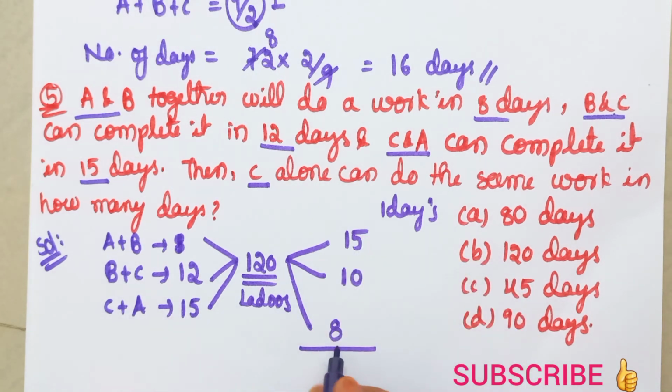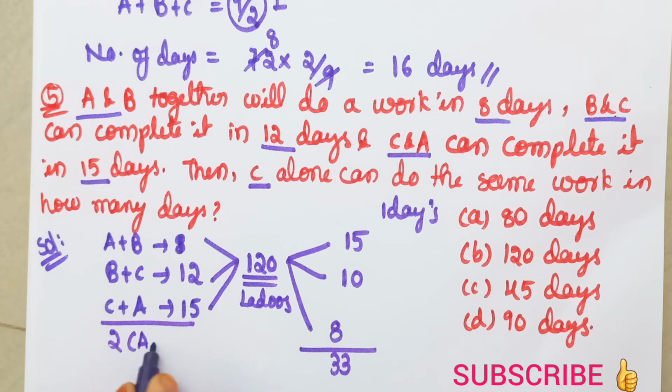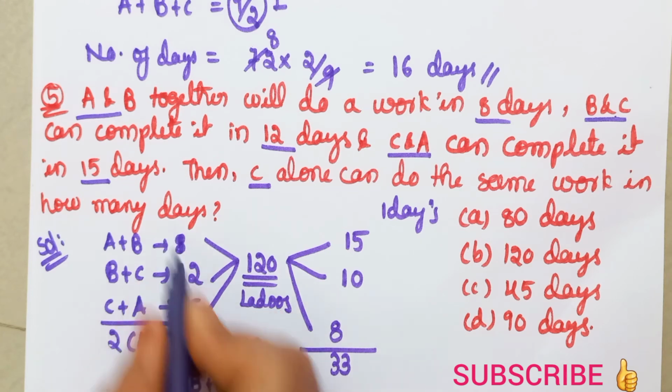So add these things. Then we'll get 33. So if we add these three expressions, we'll get 2 into A plus B plus C. So if we equate this, then we will get A plus B plus C is nothing but 33 by 2. But they asked us to find the individual work done by C. So we know the A plus B work.